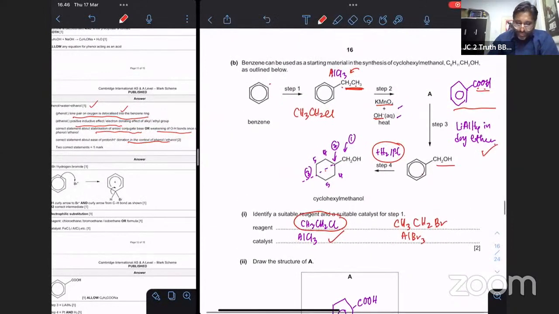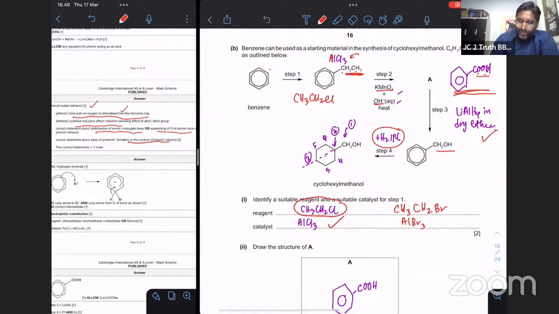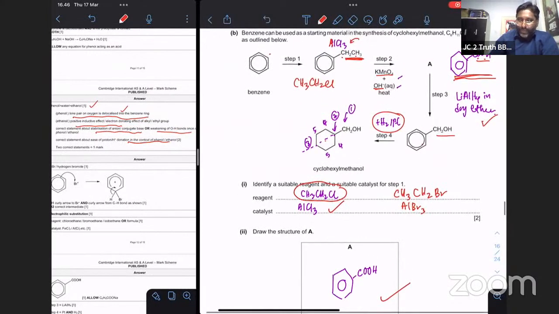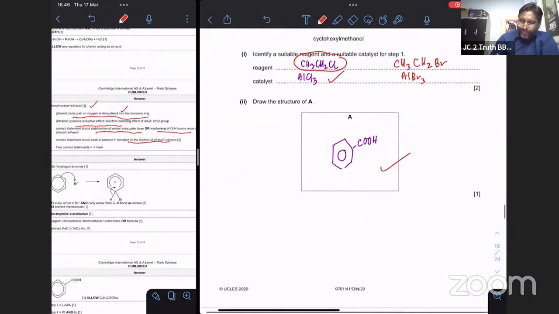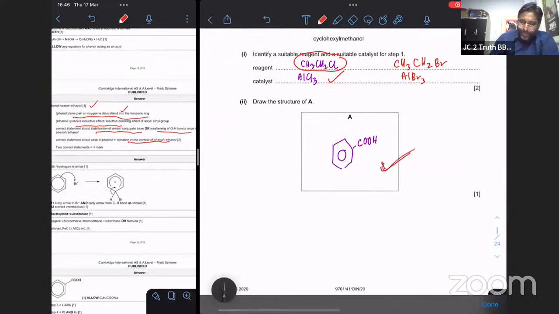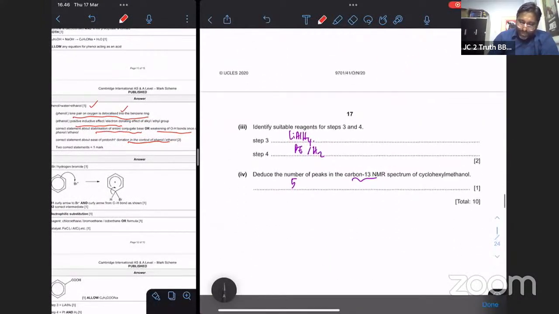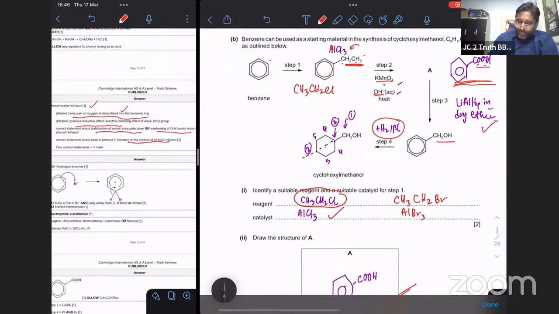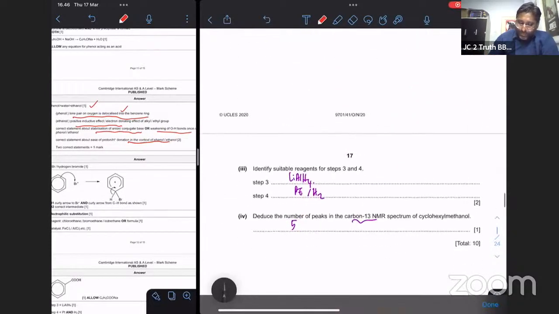Now draw the structure of A. A is going to be benzoic acid, so you just draw it. If they give you everything in skeletal form, you can draw skeletal, but in this case it's not skeletal form, so you can just represent them like this. So it's correct. Now identify a suitable reagent for step number 3. So I already put LiAlH4 in dry ether. Done.